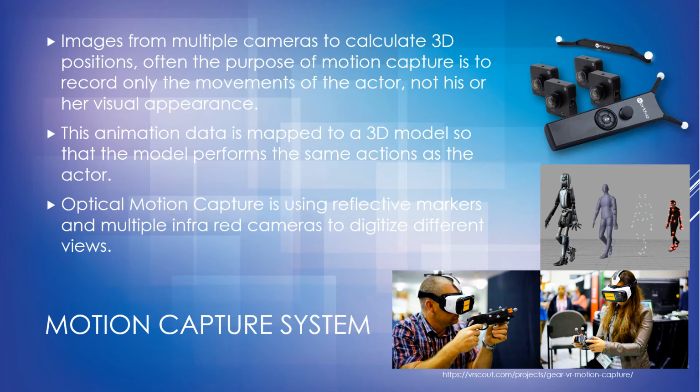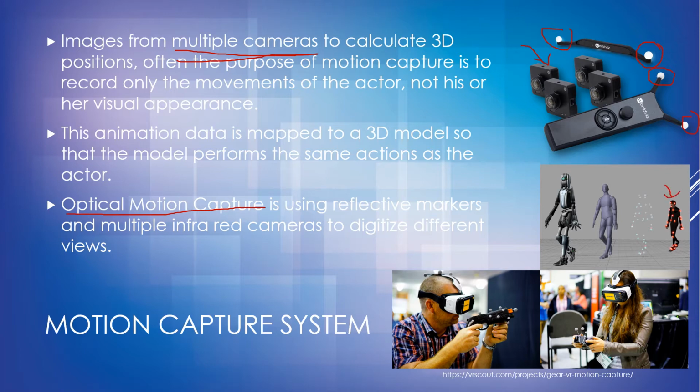The first one is the optical motion capture system, or simply the mocap system. They are using multiple infrared cameras similar to this one to capture the motions and also the position of the reflective marker. This ball is called the reflective marker. Unlike a normal camera, inside the infrared camera only the positions of the marker will be captured.